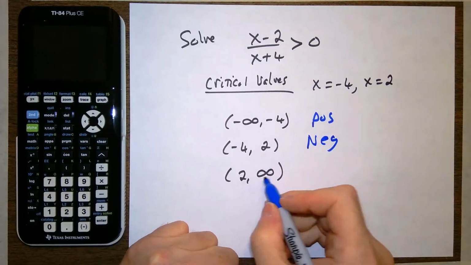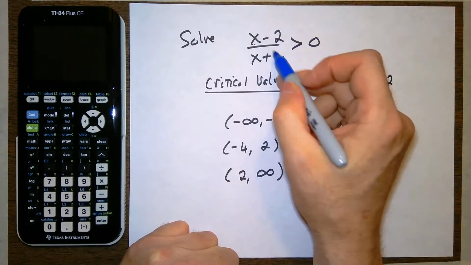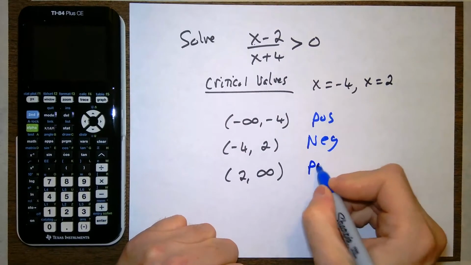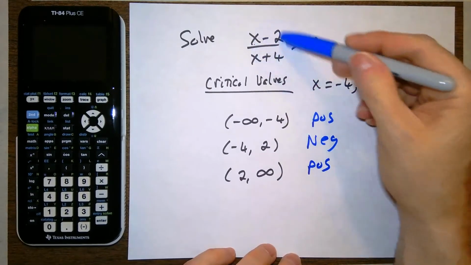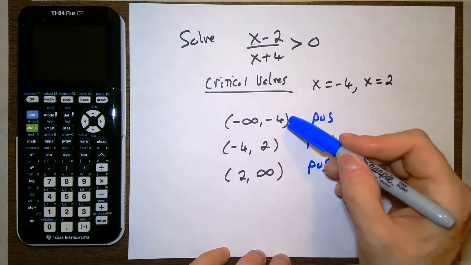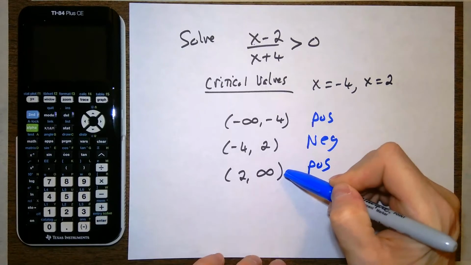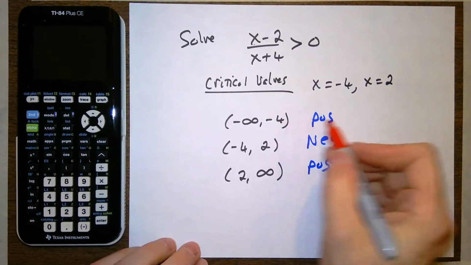In this interval between 2 and infinity, pick something like 10. 10 minus 2 is a positive. 10 plus 4 is positive. Positive over a positive is positive. So I want to know, where is this expression greater than 0? When is it going to be positive? In this interval and that interval. So my final answer, I'm going to have in here and here.